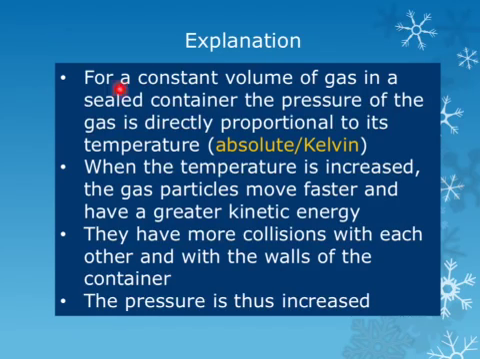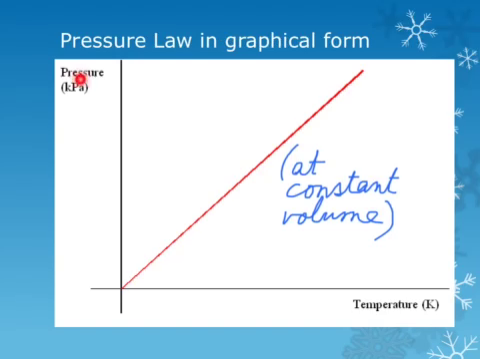Explanation. For a constant volume of gas in a sealed container, the pressure of the gas is directly proportional to its temperature in absolute scale or Kelvin scale. When the temperature is increased, the gas particles move faster and have a greater kinetic energy. They have more collisions with each other and with the walls of the container. The pressure is thus increased. This relationship between pressure and temperature at constant volume is illustrated in graphical form.